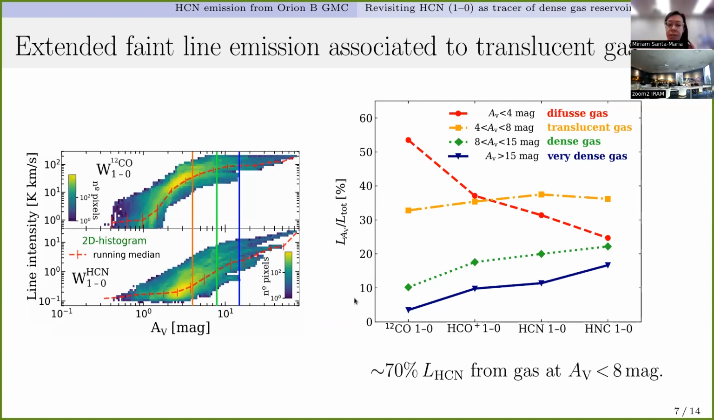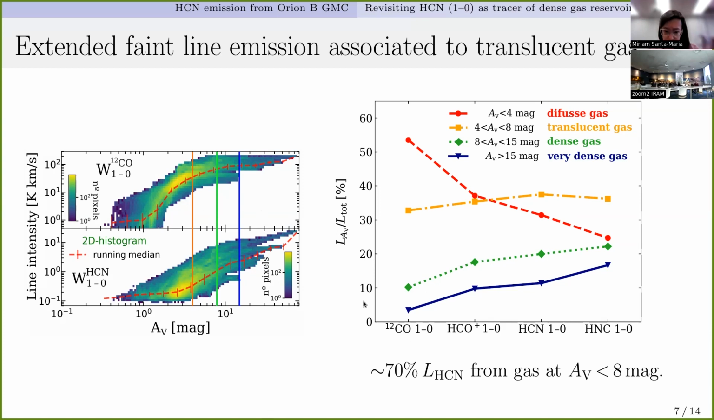If we compare the line intensity distribution as a function of the visual extinction, we compare the CO with the HCN, and we have here the ranges for the 4 magnitudes. So the diffuse gas is below this line, and above we have translucent gas, dense gas, and the very dense gas above 15 magnitudes.